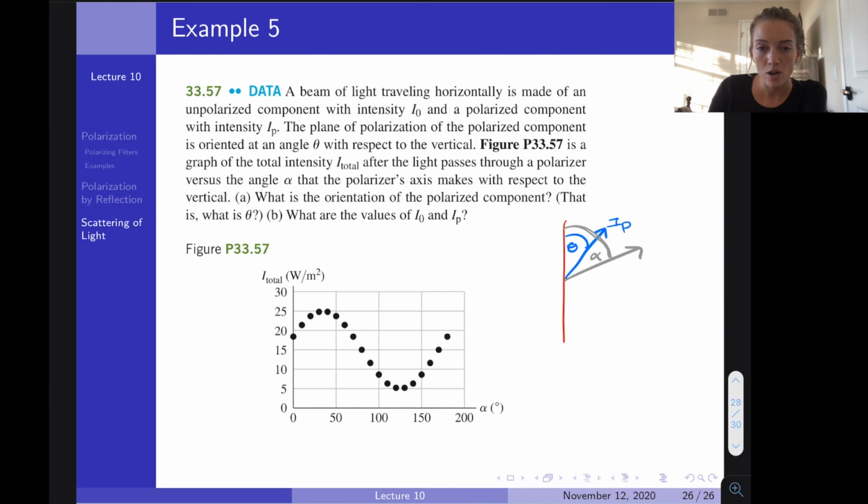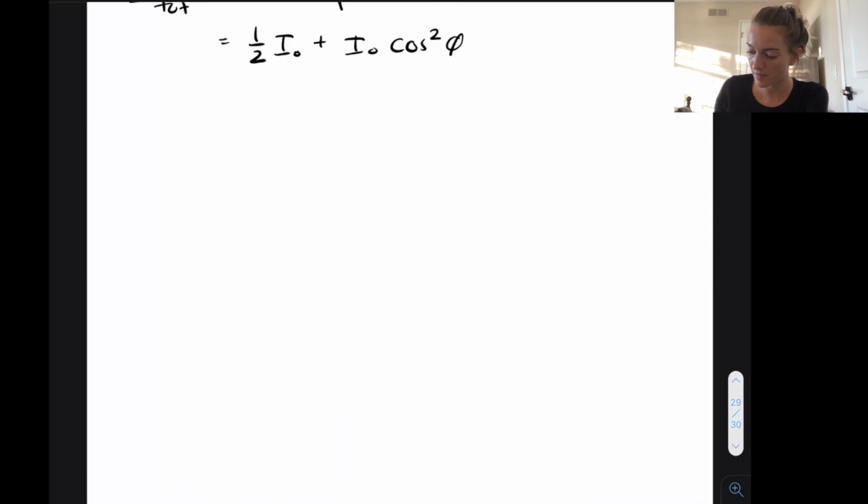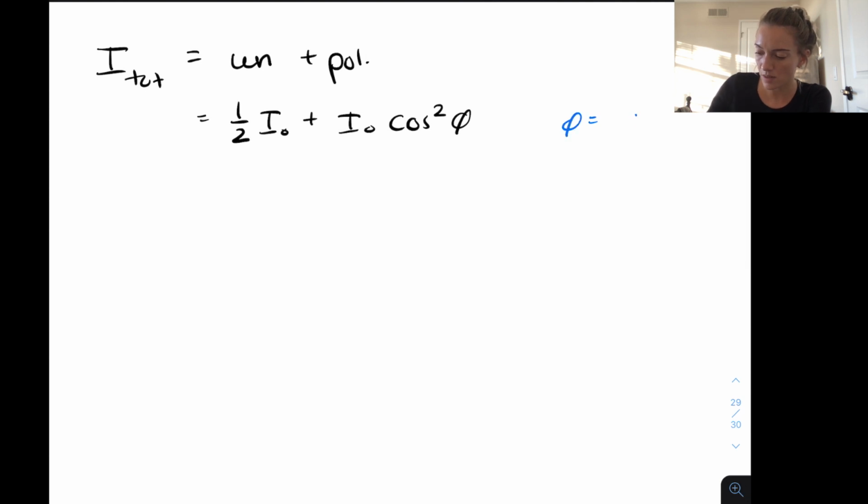We'll call this phi, where phi is the angle between the polarized light and the polarizing filter. So phi is alpha minus theta. Now this first part is going to be the same for all angles, right? It doesn't matter what angle the polarizing filter is at, the intensity of unpolarized light going through will always just be 1/2 I0. So that we don't have to worry about.